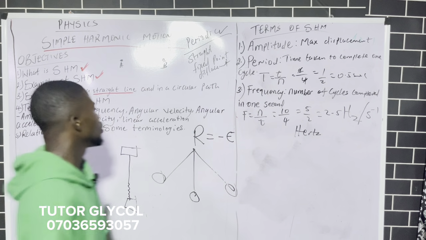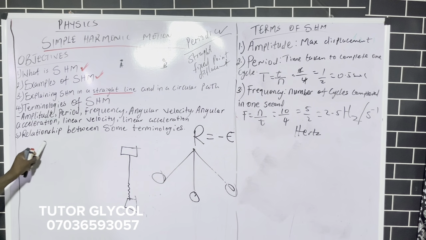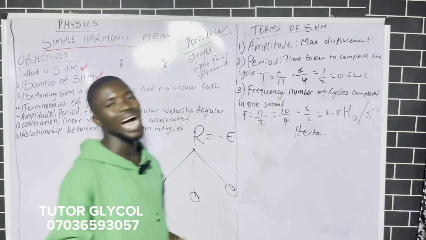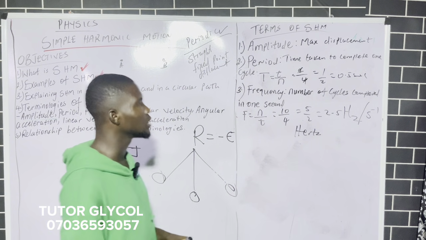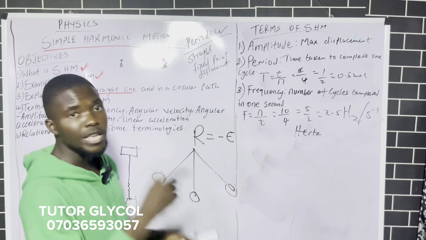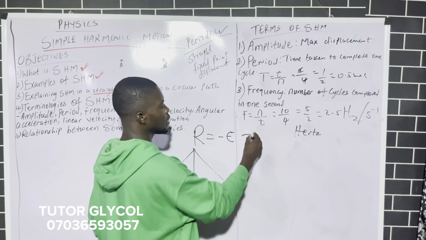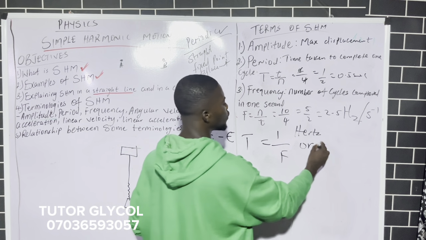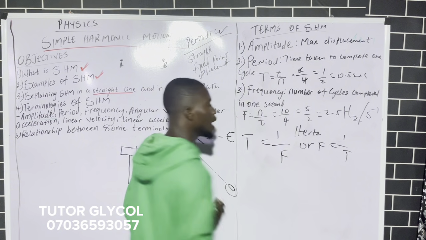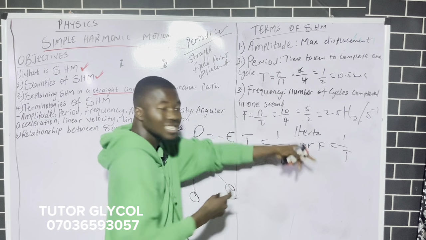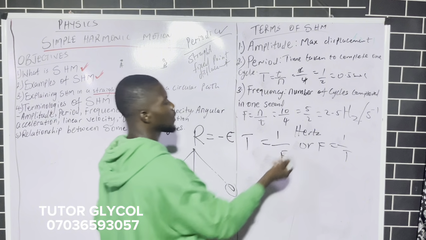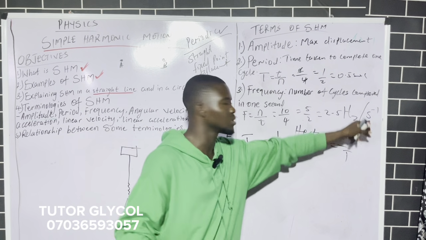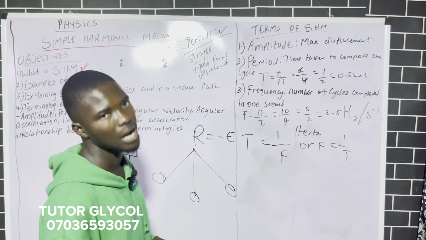Now, why is it called per second? We're going to understand. So if you look at the last part of this objective, I say the relationship between some terminology. So period and frequency has some relation. So I'm just going straight to the point. The relationship between period and frequency is that they are inverse to each other. So period T is inverse to frequency, or frequency F is inverse to period. Any of them. Because if I cross multiply, I'll still get the same thing. So this is where we get the part. Since the unit of period is second, so 1 over seconds, S to the power minus 1. That's how we call the per second.